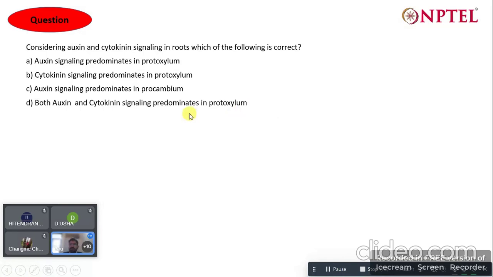So considering auxin and cytokinin signaling in roots, which of the following is correct? So auxin signaling predominates in protoxylem, cytokinin signaling predominates in protoxylem, auxin signaling predominates in procambium, or both auxin and cytokinin signaling predominate in protoxylem. So yes, the answer is A. Auxin signaling predominates in protoxylem.